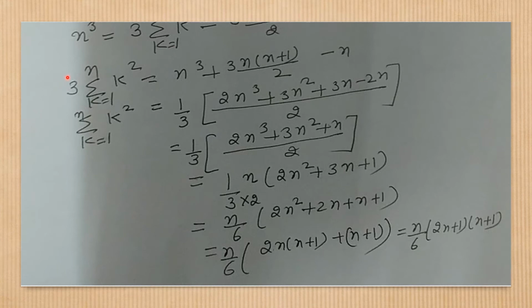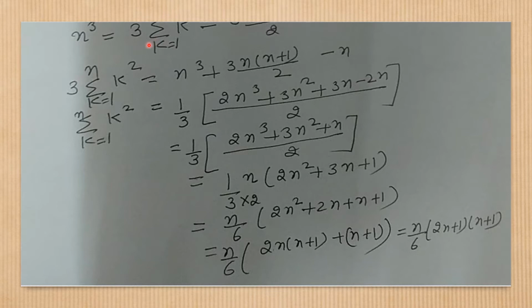Now the value of n cube is equal to 3 times k square. Now k square is my required term, so I'll keep that k square on the other side. The term which was here, k square, I'll take it to this side, and the rest of the terms will be like n cube. And this is the value of that formula, summation k is n into n plus 1 by 2. And the n is also brought to the other side, so it will be minus n.